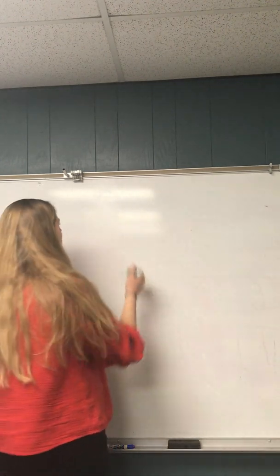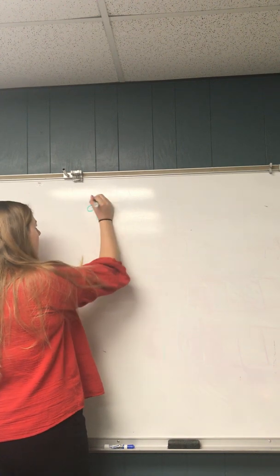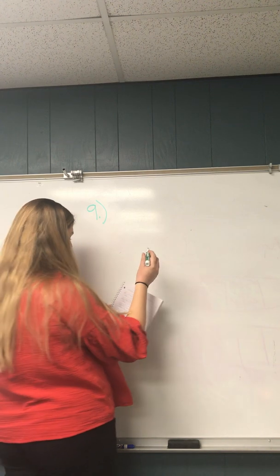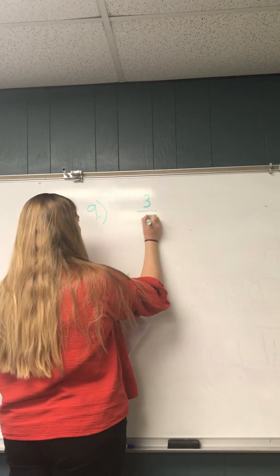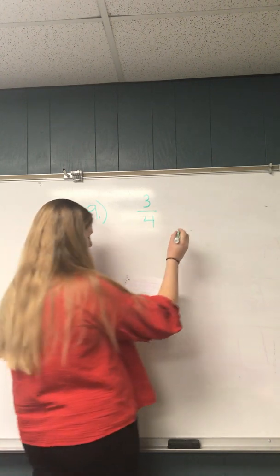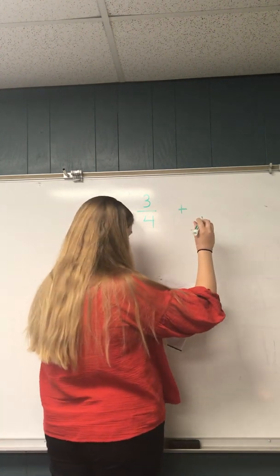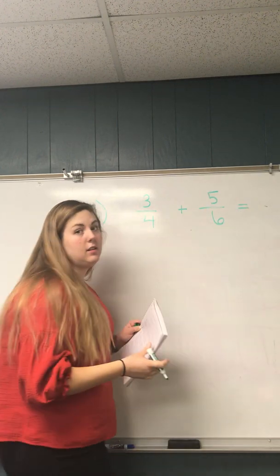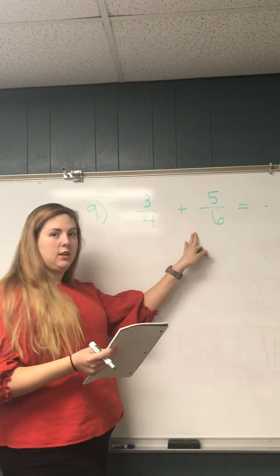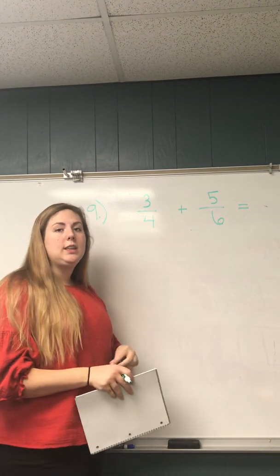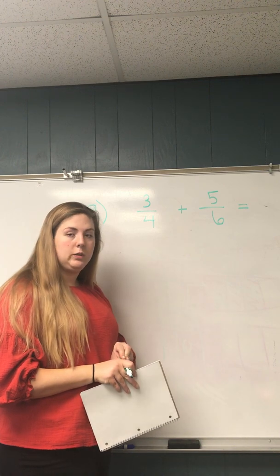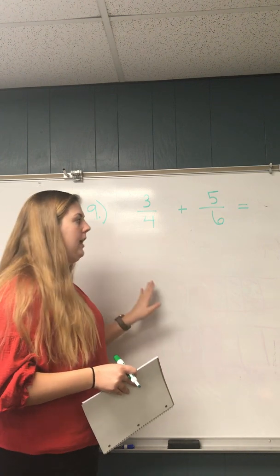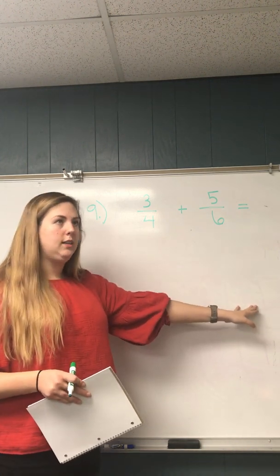So for number 9, your problem is 3/4 plus 5/6. And again, this is a throwback to not multiplication, addition, which you all should know, and you need a common denominator. Once you get your common denominator, you do to the top what you did to the bottom, and then add your numerators. All right?